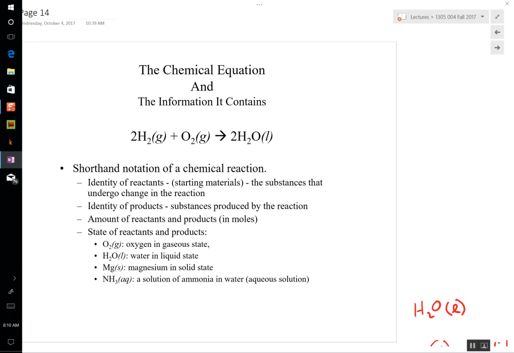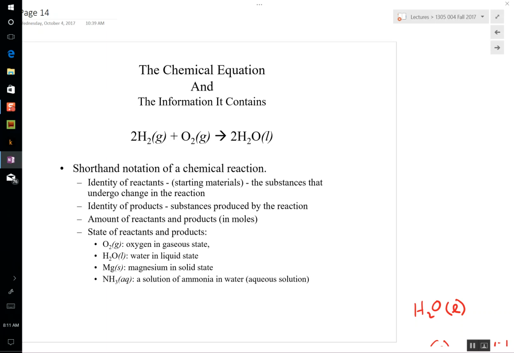Hydrogen is H2. It's a diatomic molecule. As an element, it exists as a diatomic molecule. Oxygen exists diatomically. Water is H2O. So you can't just say, oh, what's coming out of here is H2O2 because I got two oxygens over here. What comes out of this reaction is water. It's H2O. You can't change the formula just to balance the equation. That's where you have to go to coefficients.